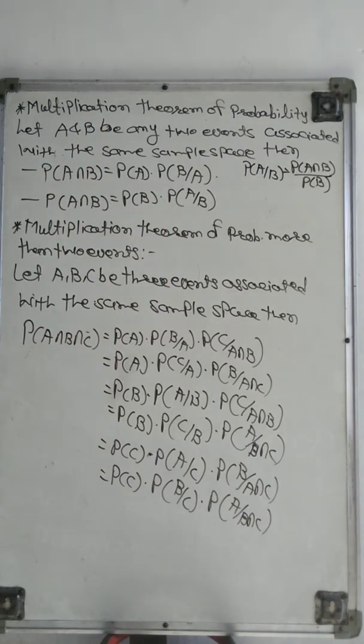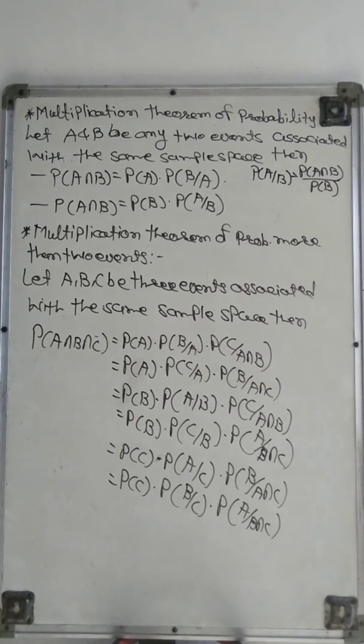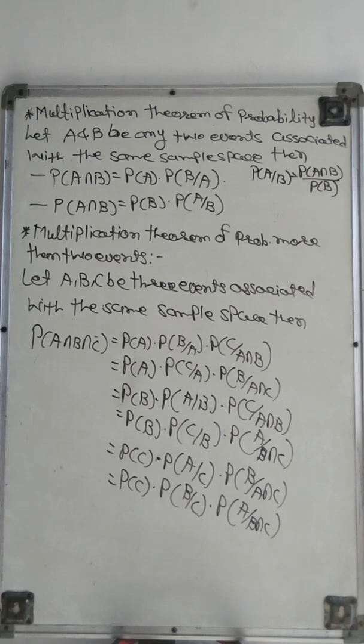Same way we find it when n events are there, then we find the multiplicative law, right? But here in our course only 3 events multiplication is considered. Okay, so now we go for the next one.